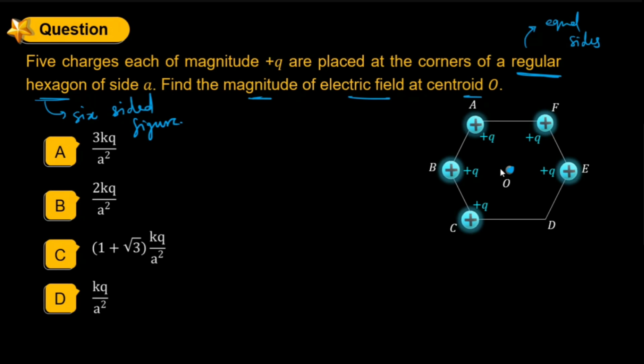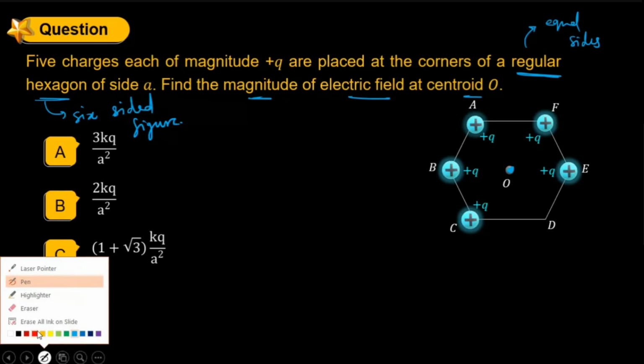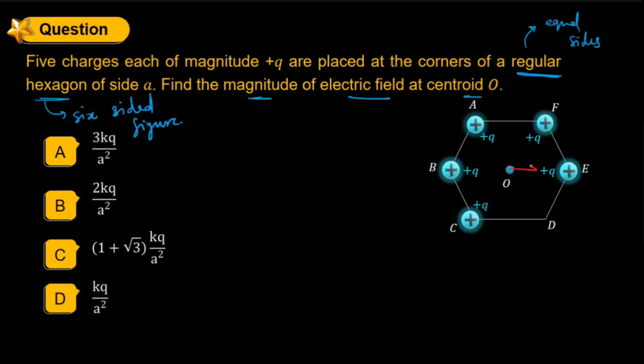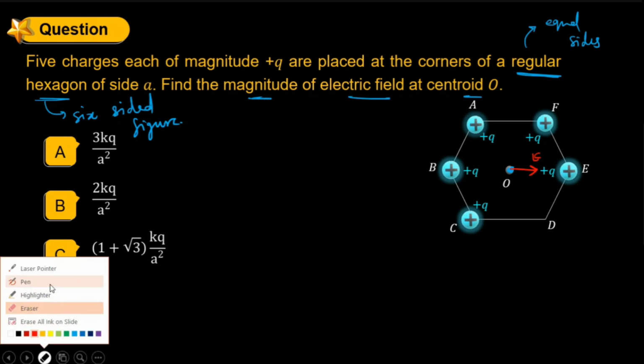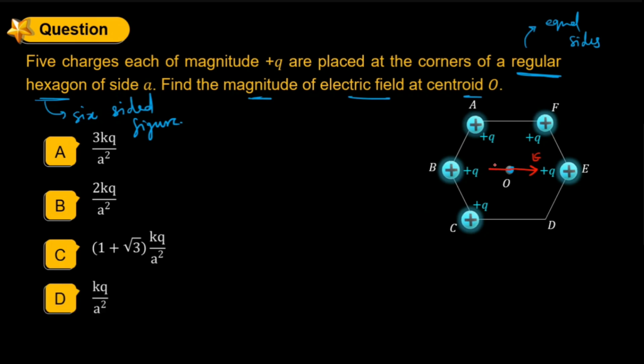Now, how can we calculate it? That is the question. Because of this positive charge, where is the electric field supposed to be? In which direction? Away from the positive charge, in the direction of the electric field. The electric field must be this way at point O because of this P charge. Similarly, because of this E charge, the electric field is supposed to be in this direction, towards the left.